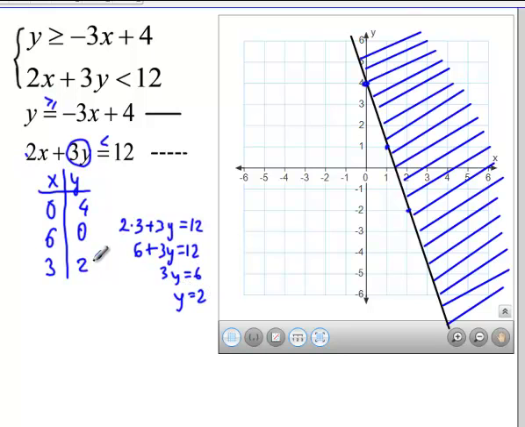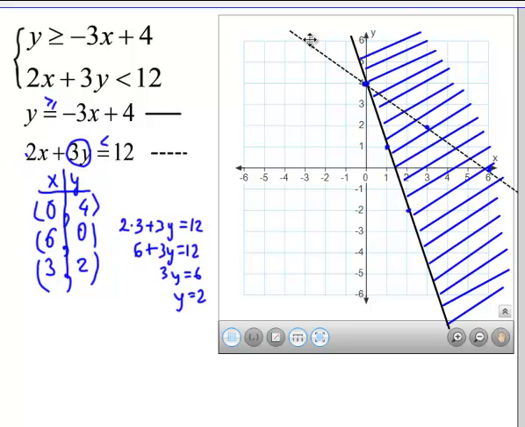So now we have 3 points that we can graph. So this is the first point, 0 and 4. Here is another point, 6 and 0. And last one, 3 and 2. And let's graph them. So 0 and 4 is this one. 6 and 0 is right here. And 3 and 2 is right here. Now we are going to draw the line through them. And the line must be the dashed line.